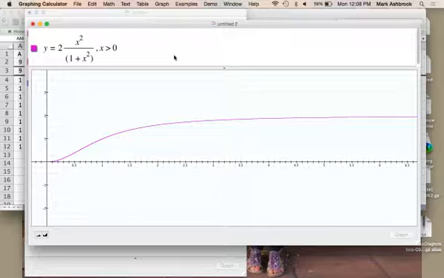Any questions on the written homework? And then that antiderivative, we're going to start with what? We've got x squared over 1 plus x squared. How are we going to do that antiderivative?